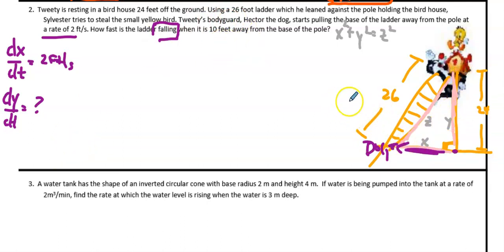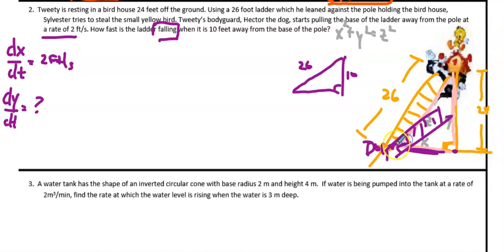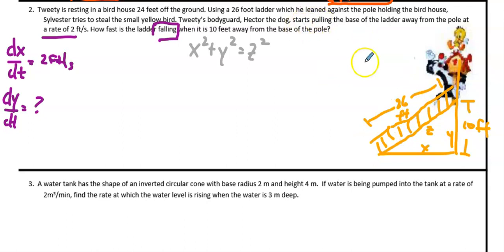So this is why this is a little bit mean question, because now I want to know when the ladder is not at the top, but when it's literally at 10 feet. So let me pause this and draw this a little bit better for you. Okay, I tried to draw this as best as I can. Now the dog has pulled the ladder further away from the pole, so X is now bigger. Our question is asking how fast is the ladder falling when the height of the ladder is 10 feet from the base.